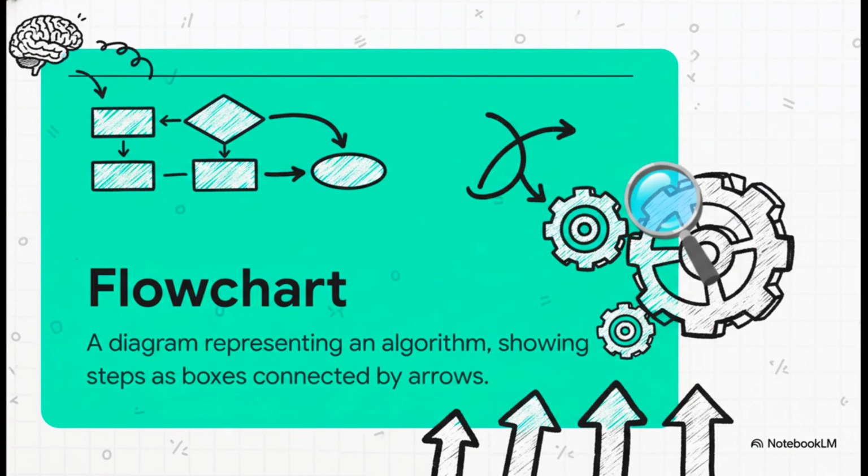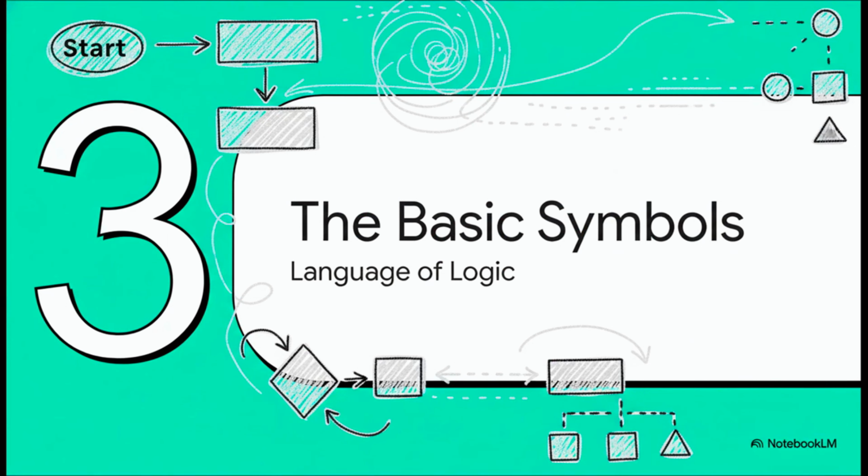That roadmap, that visual blueprint for our algorithm, has a name. It's called a flowchart. It's a super simple but incredibly powerful diagram that uses different shapes and arrows to map out the entire logical journey from start to finish. So, what does this visual language actually look like?